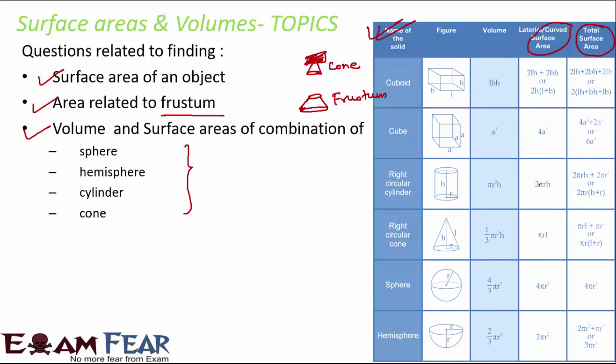So that is why you see curved surface area is 2 pi rh, but total surface area is curved surface area plus 2 pi r square. So 2 pi r square is for those two circles which are there on the top and the bottom. Right, so that's the difference.